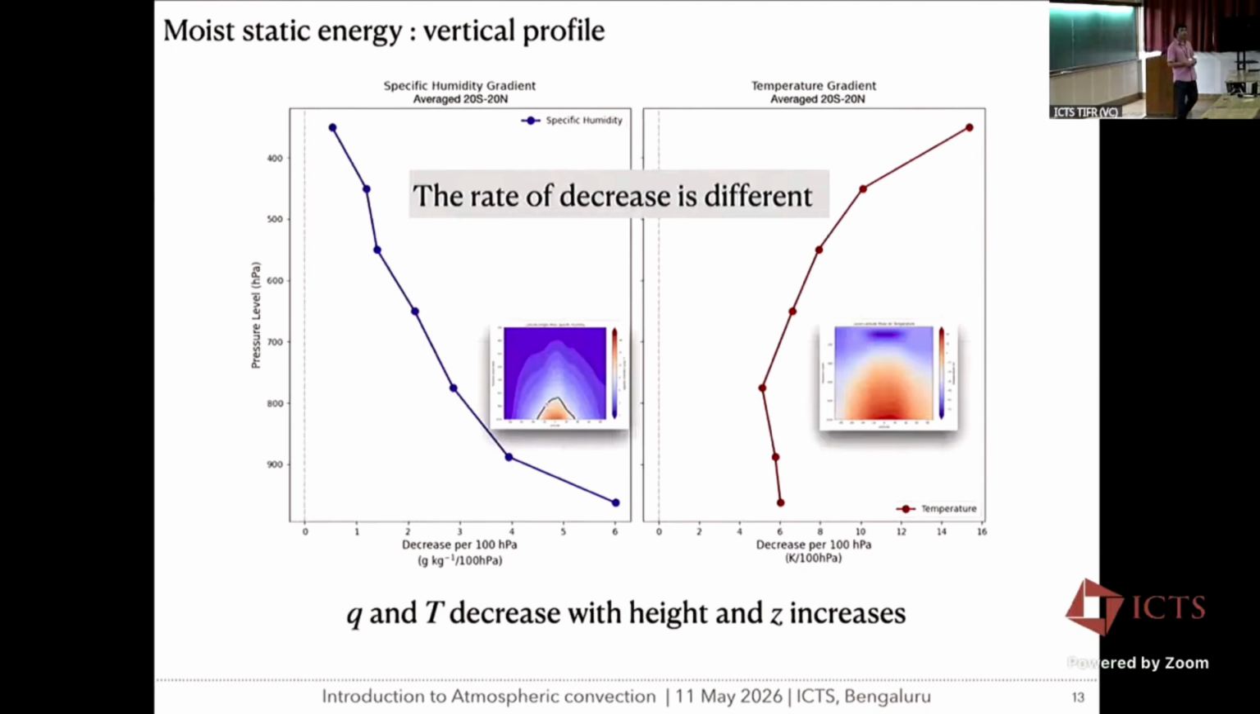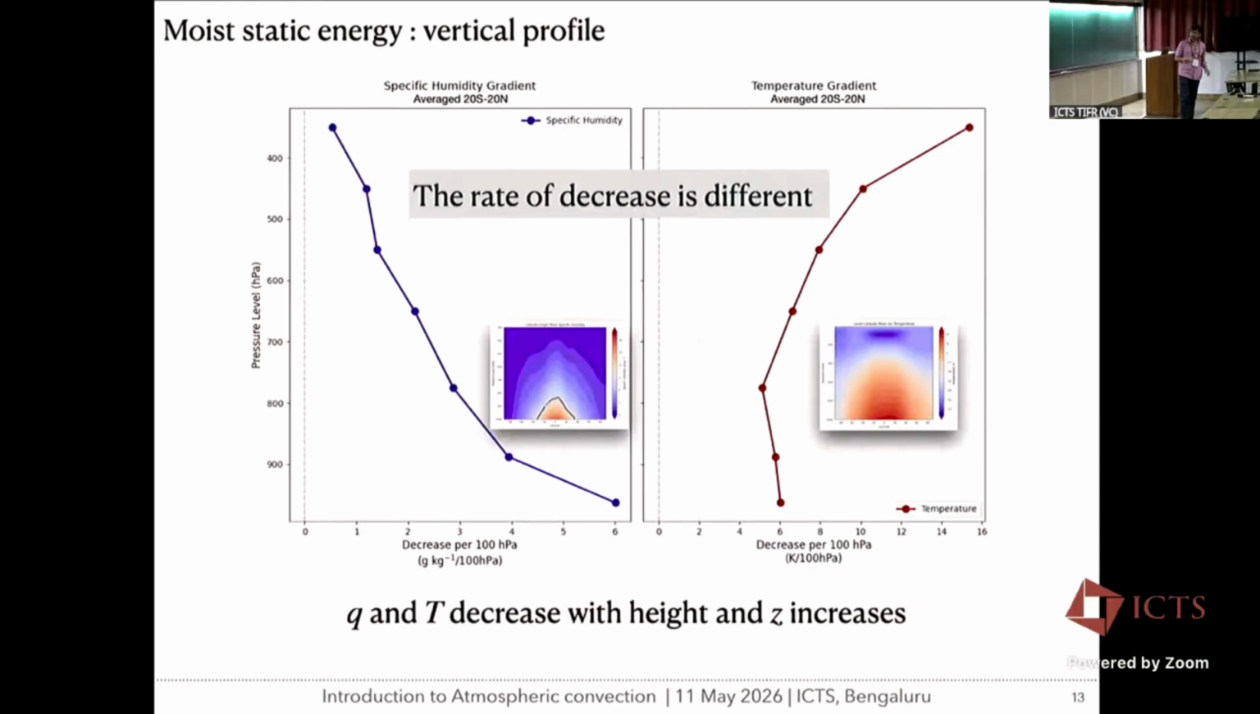Because when we talk about atmospheric convection, what you have all noticed in your sketches is convection going up, clouds going up. And why and how clouds form is related to how the properties of our atmospheric column change with height, and how the instability grows. So we wanted to see how moist static energy changes.